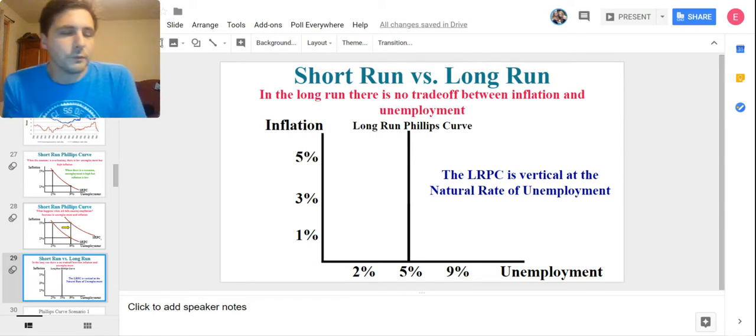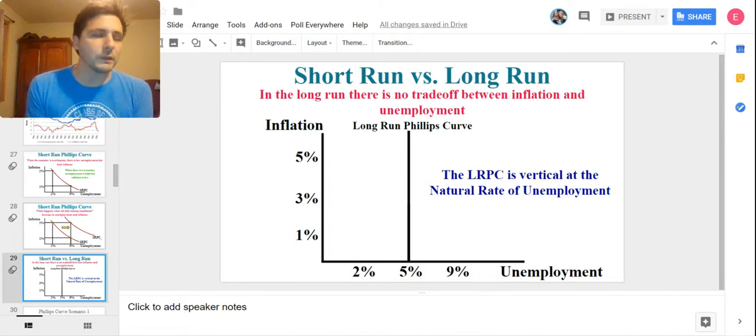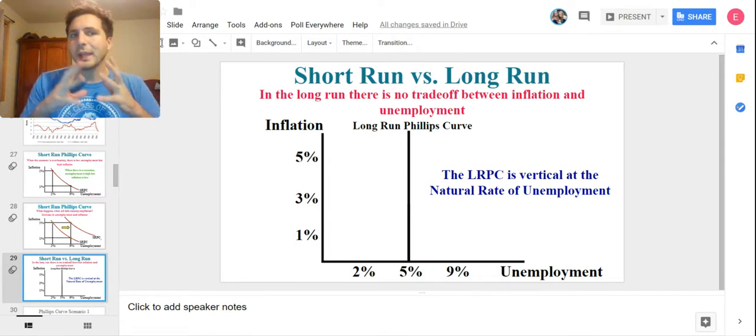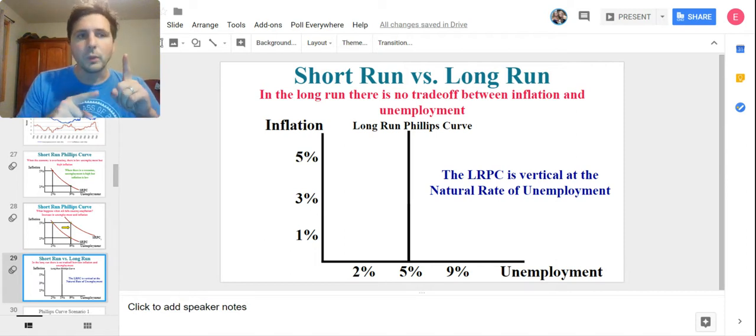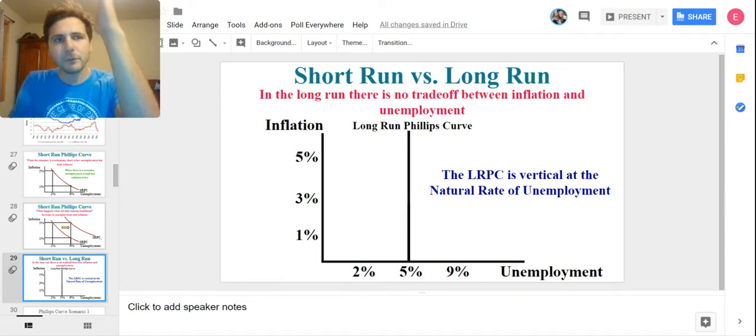Next up, long run Phillips curve. So if we have short run, we know we must have a long run. So what's happening in the long run? Well, we know in the long run on our ADAS model, we eventually wind up at full employment GDP. We also talked about the fact that at full employment GDP, we have a certain unemployment rate. We call that the natural rate of unemployment, which is normally somewhere between 4 and 5%. So in the long run, we'll eventually be at long run aggregate supply, at the full employment GDP, at the natural rate of unemployment.